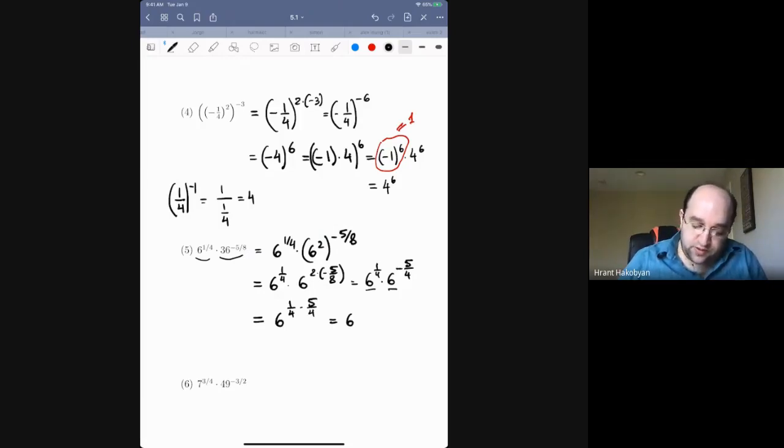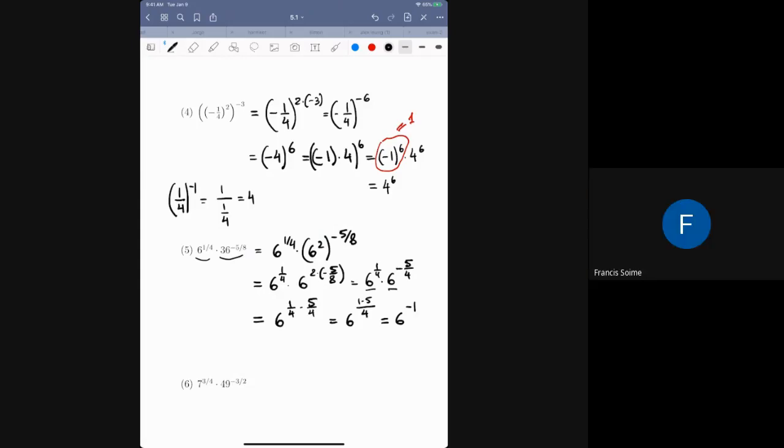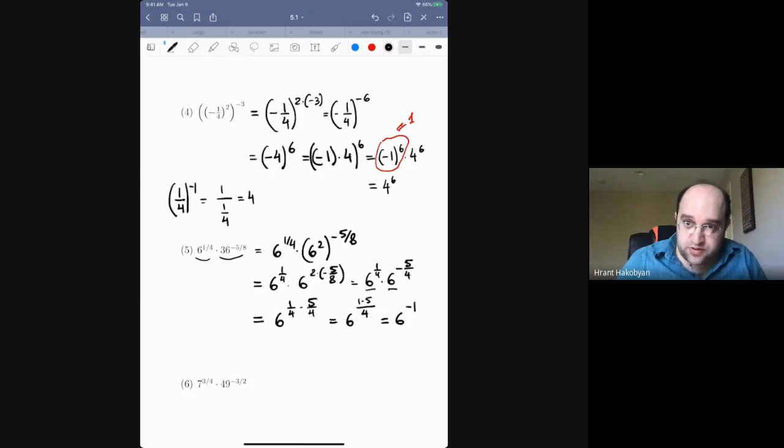So this is going to be 6 to power 1/4 minus 5/4, which is negative 4/4, right? If you do the fraction, it's 1 minus 5 over 4, so it's just negative 4 over 4. So it's 6 to power negative 4 over 4, which is negative 1. So this is 1/6. That's your answer, or this one here, doesn't matter.